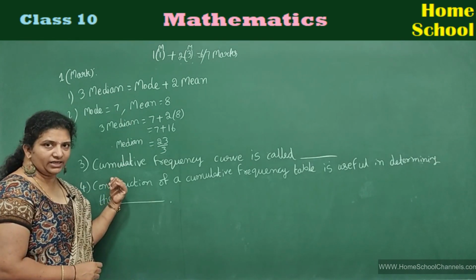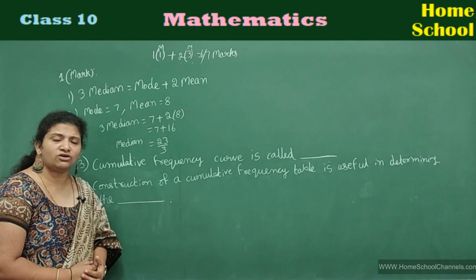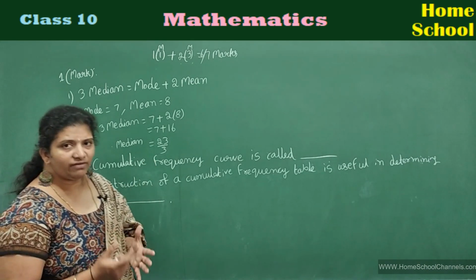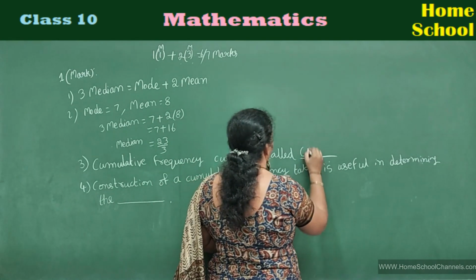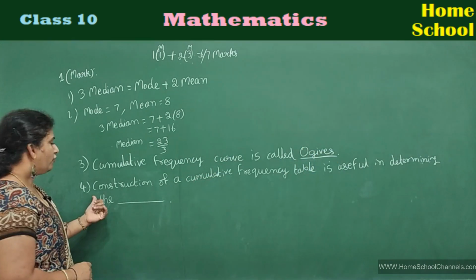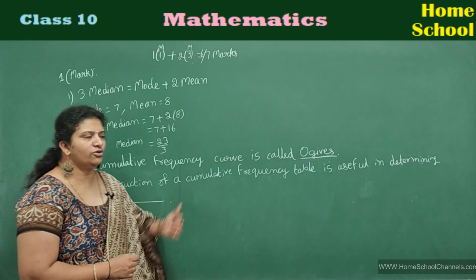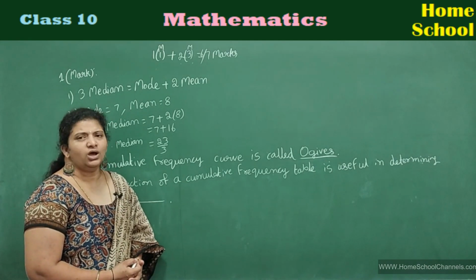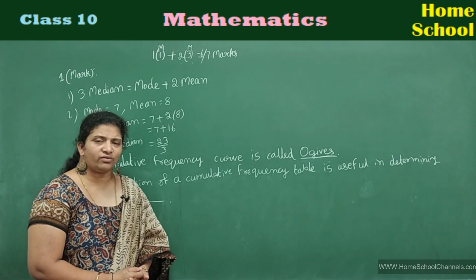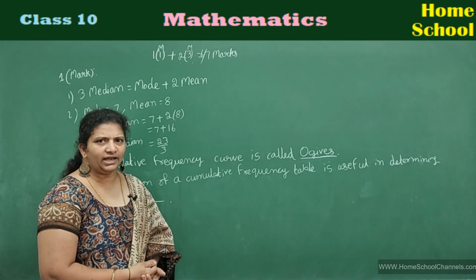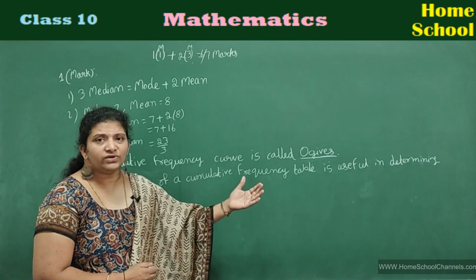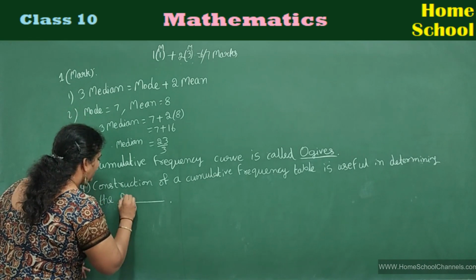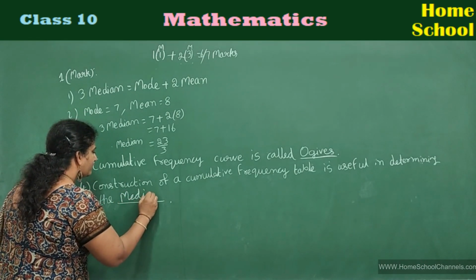And your third variety: cumulative frequency curve is called as dash. Cumulative frequency curve is also known as ogives. Fourth one, construction of a cumulative frequency table. Why do we construct a cumulative frequency table? It is useful in determining the median.